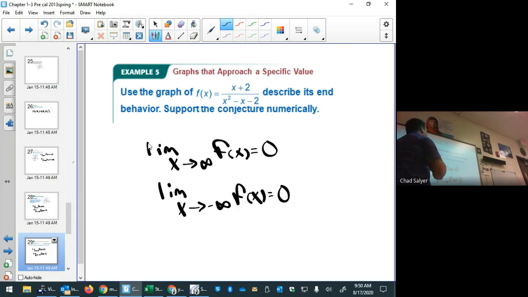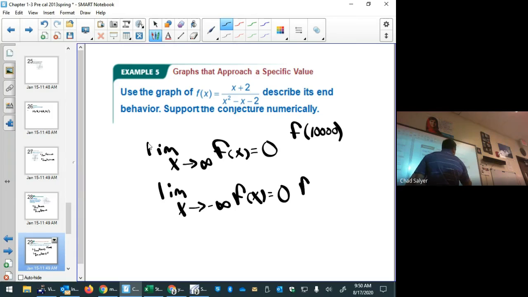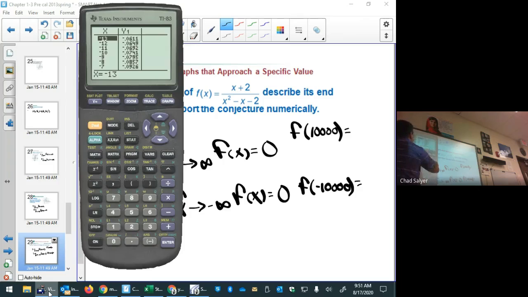And supporting the conjecture numerically, we could choose a value very large. So let's say f of 10,000. And then for the negative, we'll choose f of negative 10,000. And if we're right about this, these will be very close to 0. And they might even be so close that the calculator can't even tell the difference. So let's have our table start at 10,000 here.